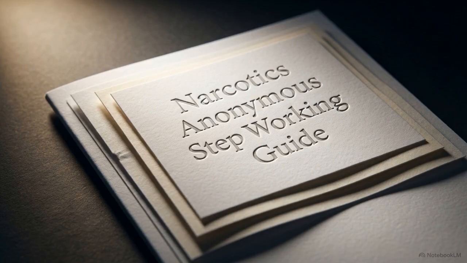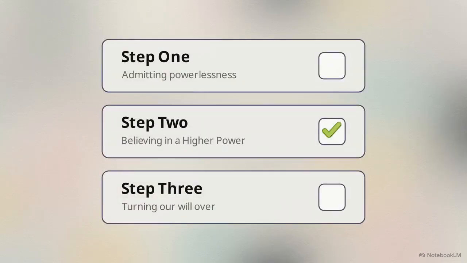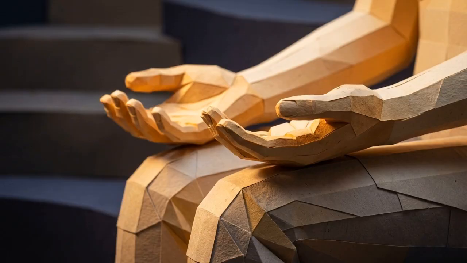Before you write a single word, you need a few prerequisites in place. You must have completed Steps 1 through 3, you need an NA sponsor, a blank notebook, and a moment of silence to ask your higher power for courage.